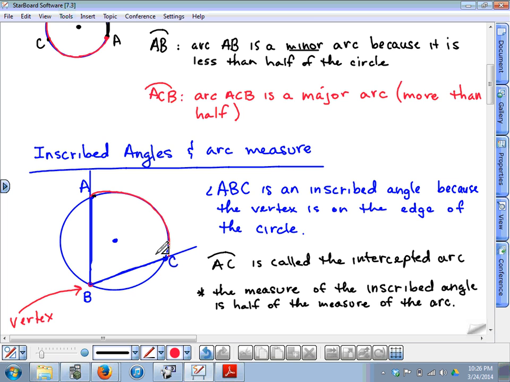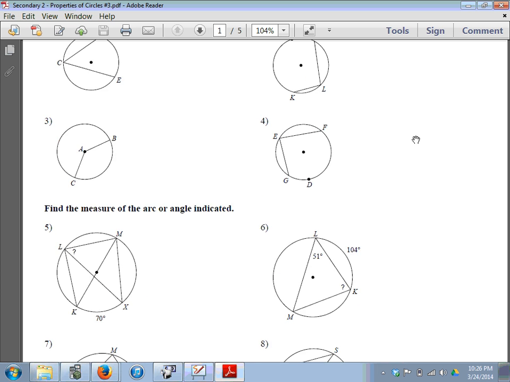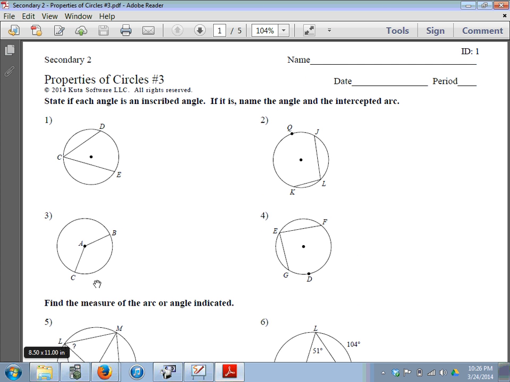So hopefully you have your homework out. I want you to take a look at questions 1 through 4. First of all, you have to look at the angle here, DCE, and decide if it's an inscribed angle. So for question 1 it is, because the vertex right here is on the outer edge. So if it is, name the angle and the intercepted arc. Now, I want you to be specific here and name the angle using all 3 of its letters, D, C, E. So the way that you would answer, there's 3 things you got to answer here. First of all, yes, because it's an inscribed angle. Second, name the angle. It's angle DCE. And then you have to name the intercepted arc.